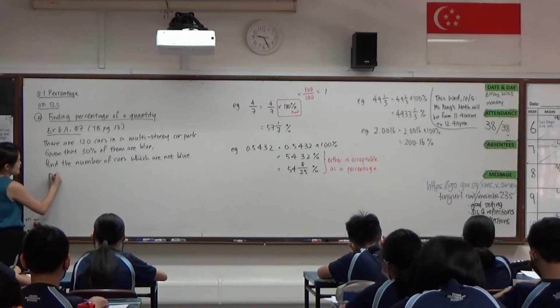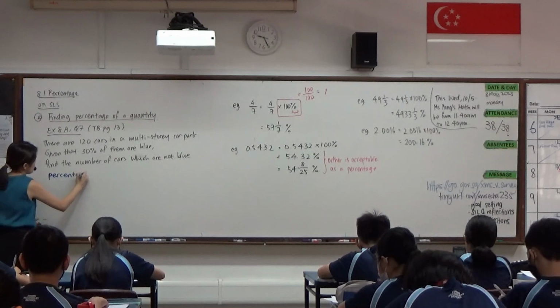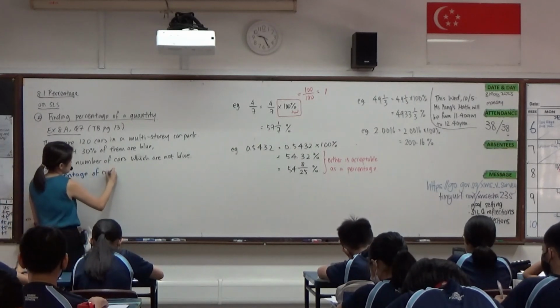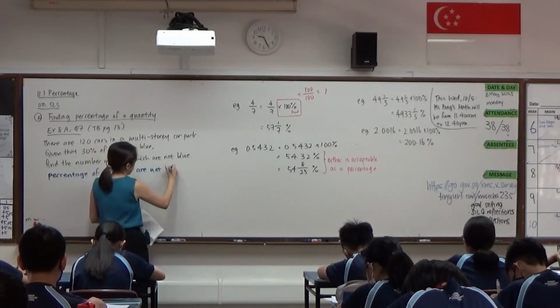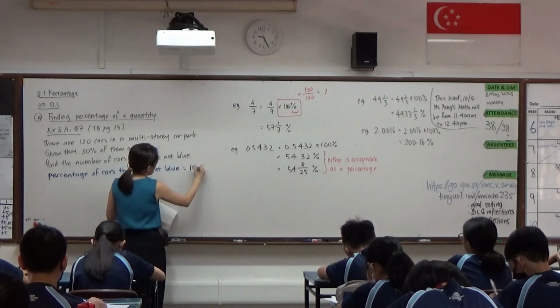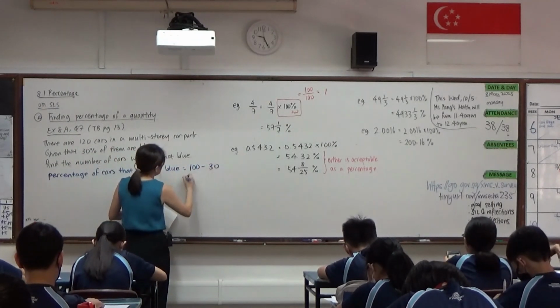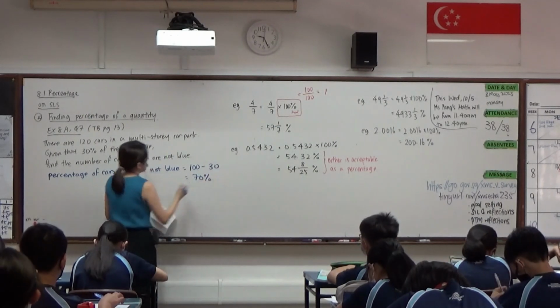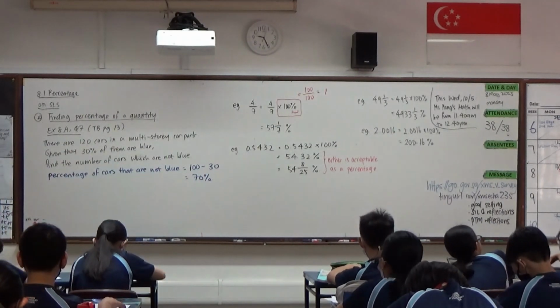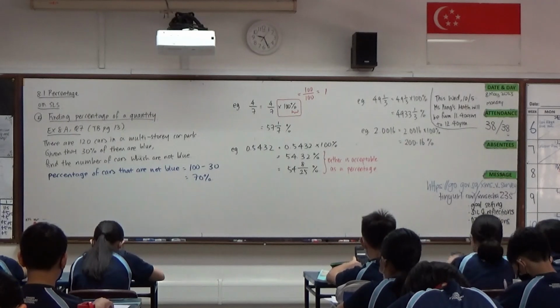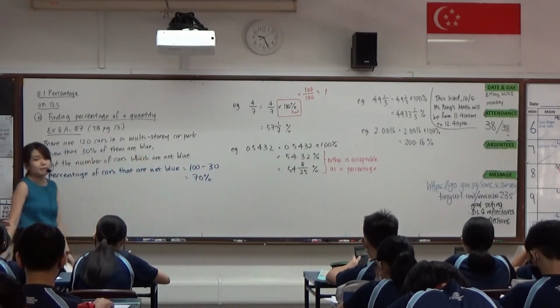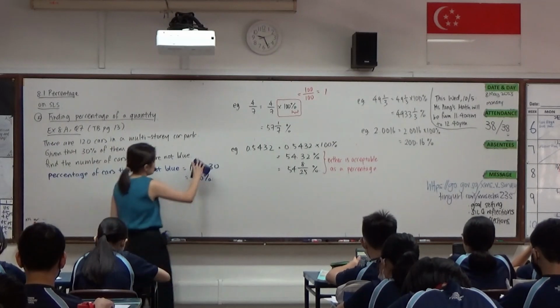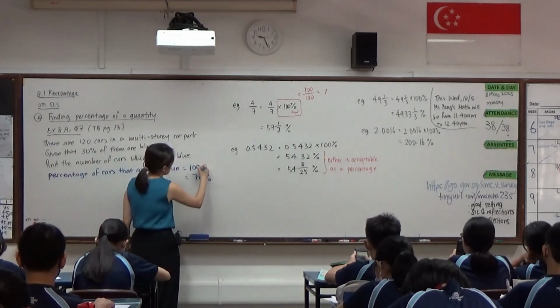So we will write the percentage of cars that are not blue to be equals to 100 minus away 30, so 70%. Okay, so this will be how we present our answer. Please don't give me loose working, which doesn't quite make much sense. Sorry, maybe I should put in a percentage sign here.